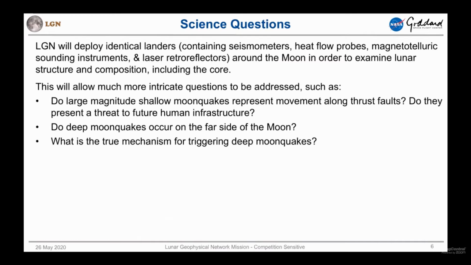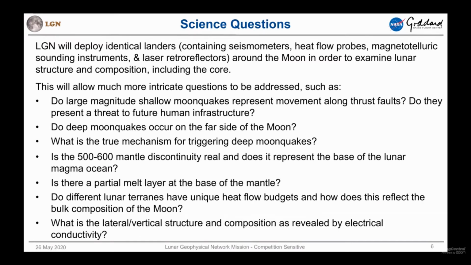For example, what is the origin of these shallow moonquakes, these high teleseismic events? Very unique in terms of other seismic events on the moon. Do they represent movements along thrust faults that we now know to exist? The other thing is, do they present a threat to future human infrastructure that is being considered for the South Pole region of the moon? Do deep moonquakes occur on the far side, the near side? We detected very few deep moonquakes from the far side, and this was considered to be, well, maybe we're just not reading them, or are they just not occurring on the far side? And then what is the true mechanism for triggering these deep moonquakes?